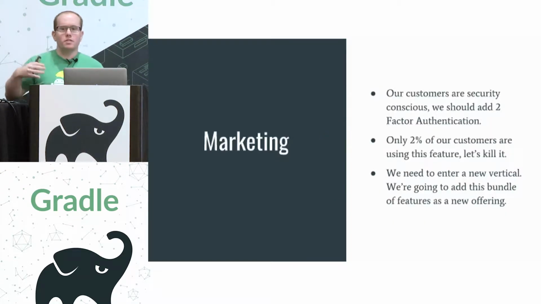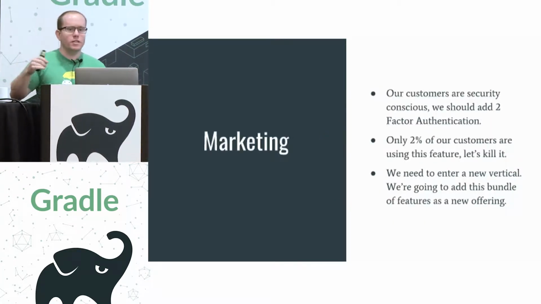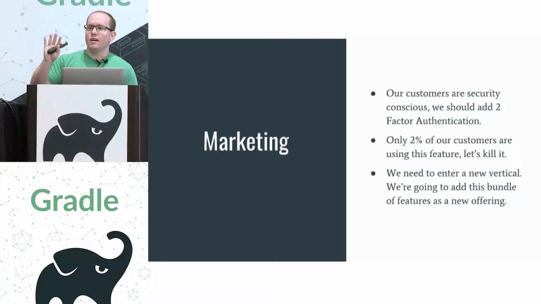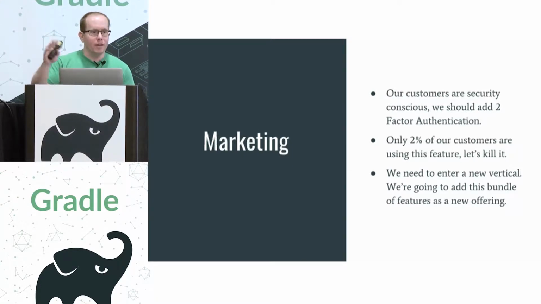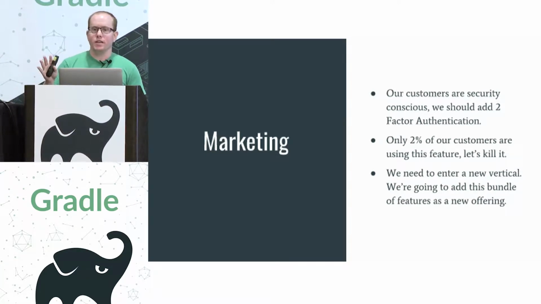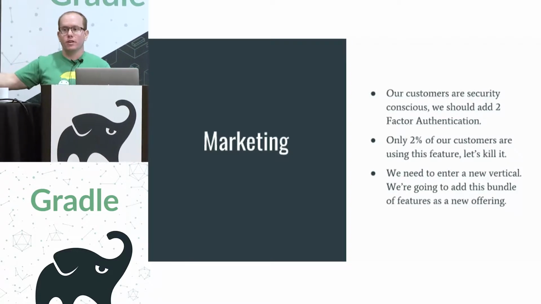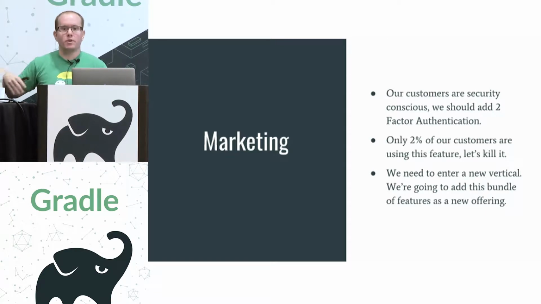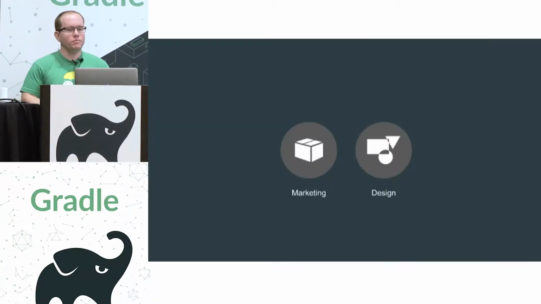And some requests that you might see coming from a marketing team include these. They might look at their customers and say, our customers are very security conscious, so we're going to implement two-factor authentication. Or they might look at a feature and say, only 2% of our users or our customers are using it. It costs us money to maintain it, let's scrap it. Or they might say, hey, our business needs to enter a new vertical. That requires these value propositions, go build it.